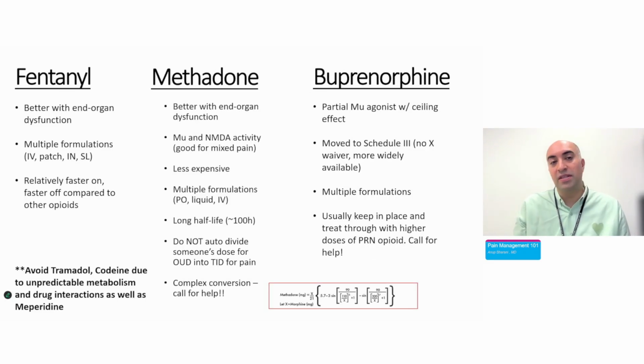Becoming more synthetic, fentanyl tends to be better with more end organ dysfunction and also has multiple formulations, although intranasal tends to be a little more variable in its absorption. It's relatively faster on and off compared to other opioids, so you often see it in emergency rooms and ICU settings. You may not be able to use it in IV form outside of those settings, so determining what your floor protocols are will help you determine what's available.